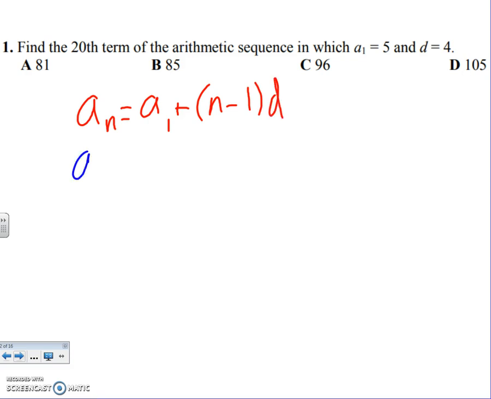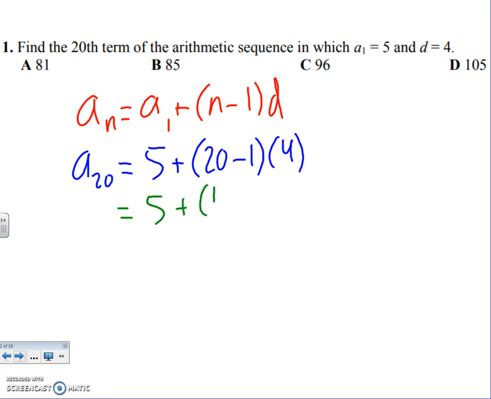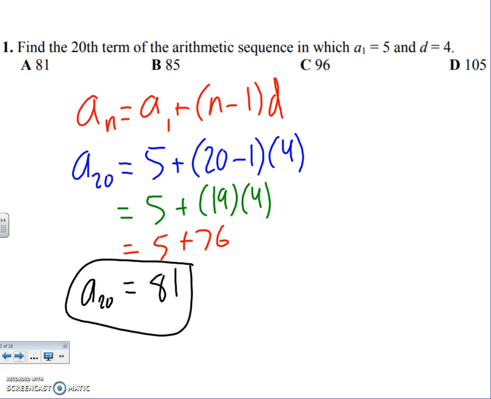We're trying to find a sub 20. A sub 1 they gave us is 5, plus parentheses 20 minus 1 times d, which is 4. We can simplify that: 5 plus 19 times 4. Could use a calculator for that. 76. So it goes 5 plus 76. Combine that to get 81. So we know the 20th term of the sequence is 81. The answer is A.